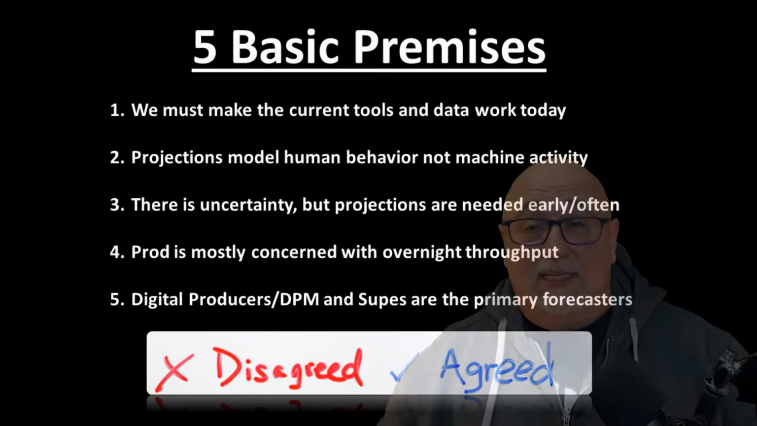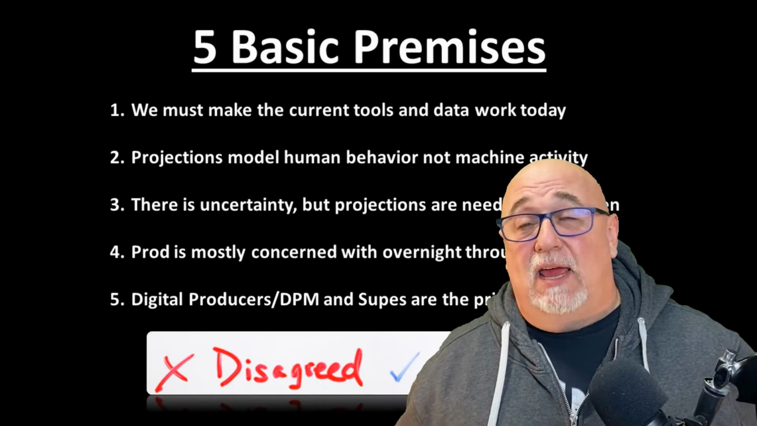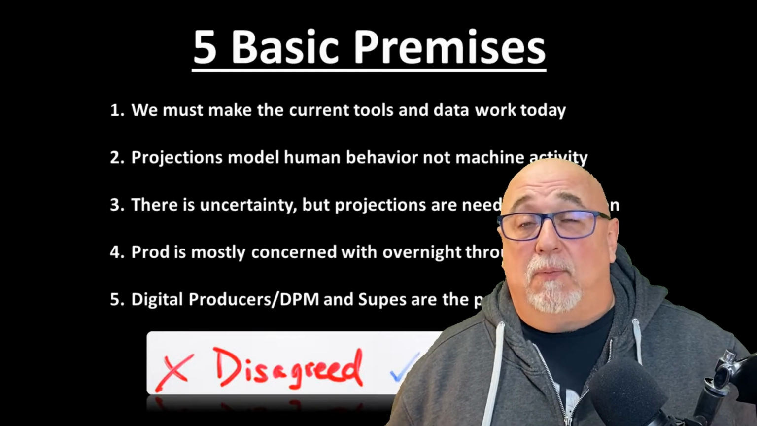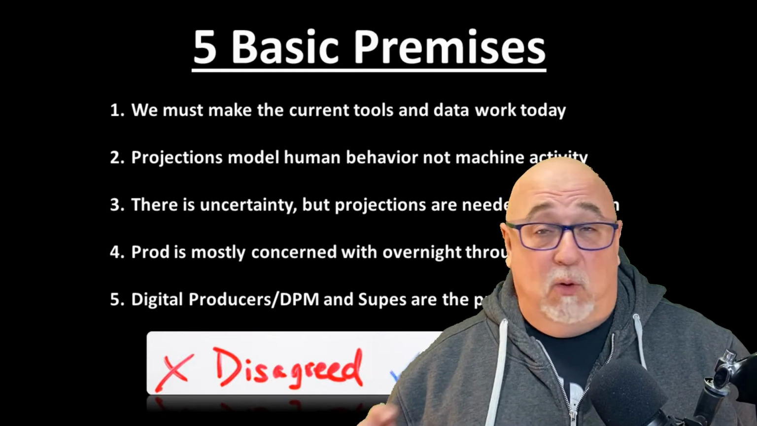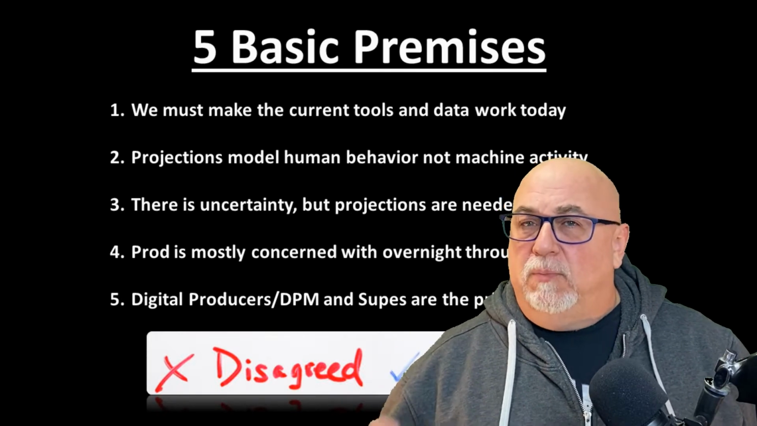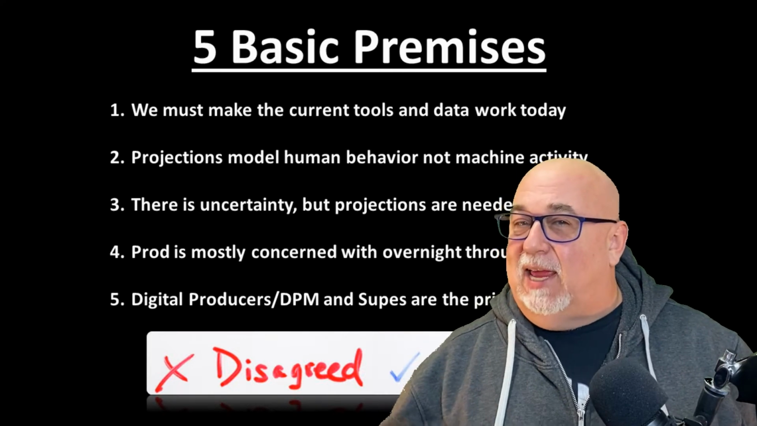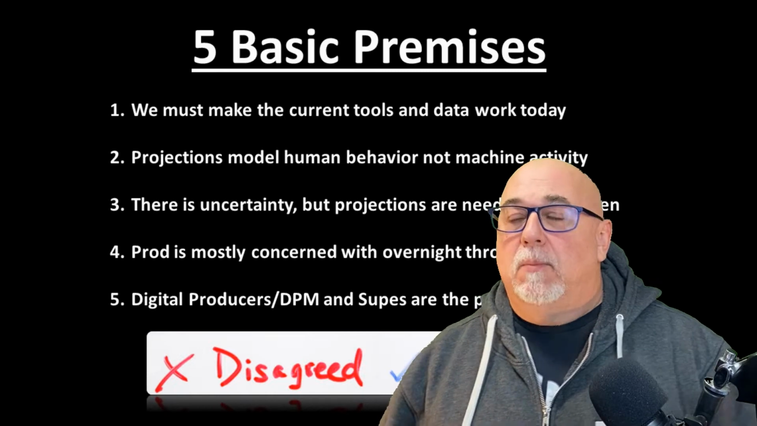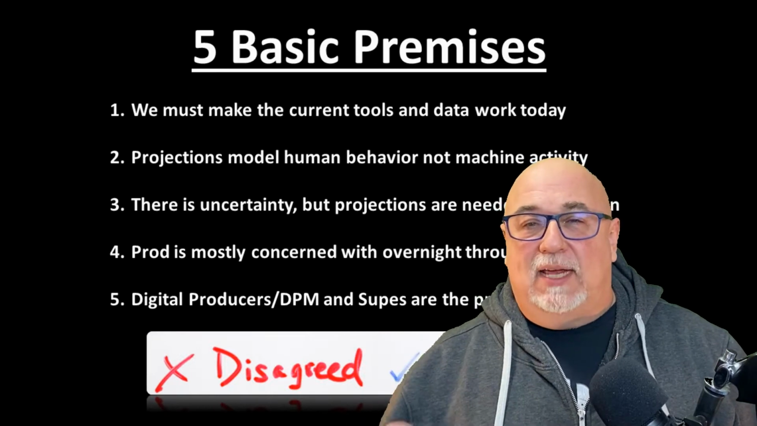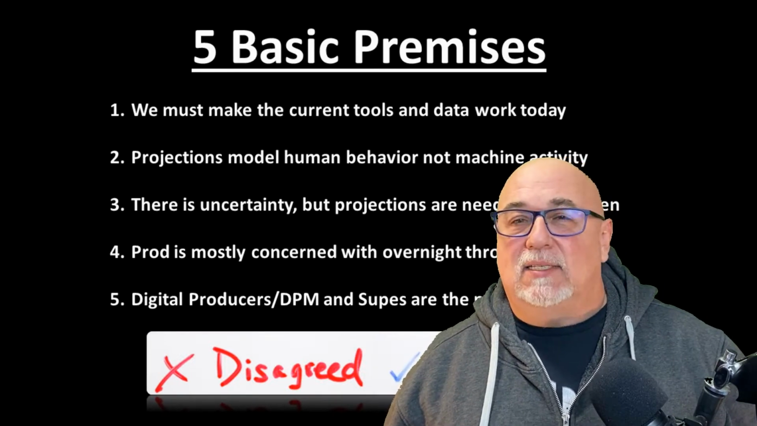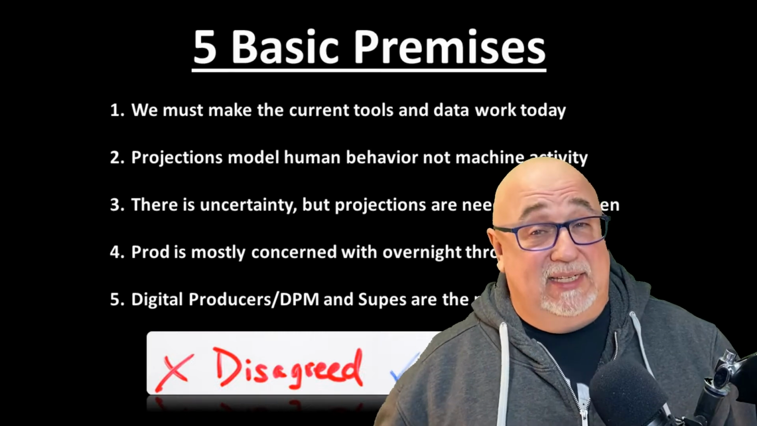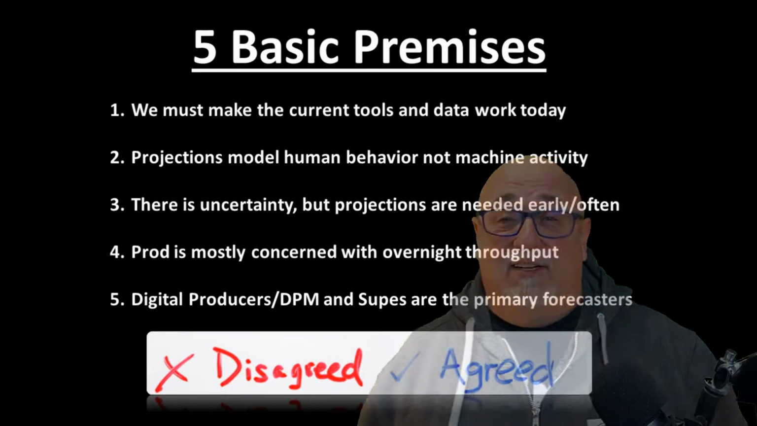3, there's always going to be uncertainty, but projections are going to be needed early and often. Now, there's going to be a tendency for people to throw their hands up and say, we just can't figure it out. But the last thing you want to put into a spreadsheet is a question mark or a 0 where there should be your best guess. Now, your best guess might be wildly off, but you can change that guess as the show progresses. But you want to start with the studio's best guess or the supervisor's best guess. It's way better than putting in 0 into any projection.